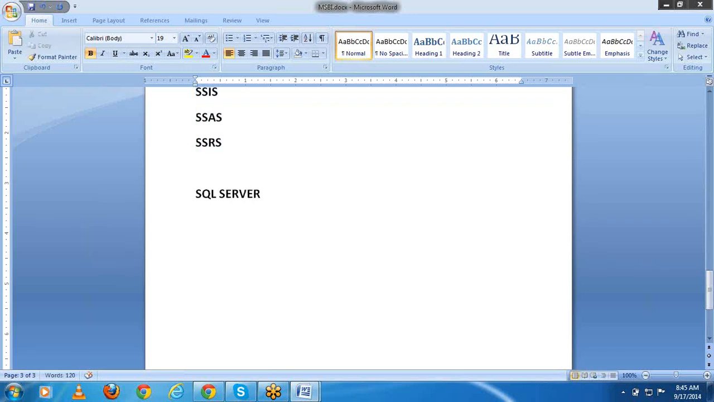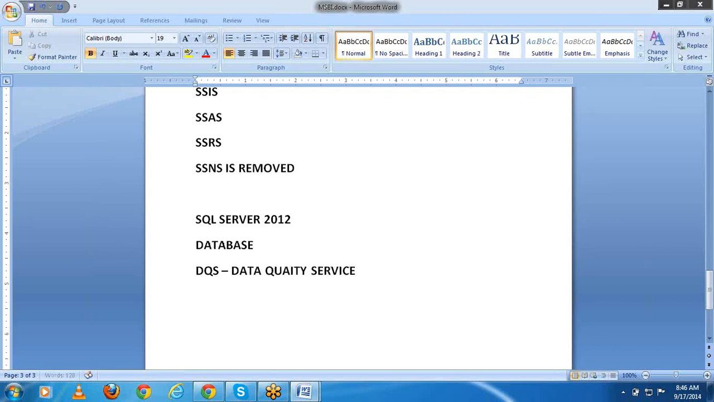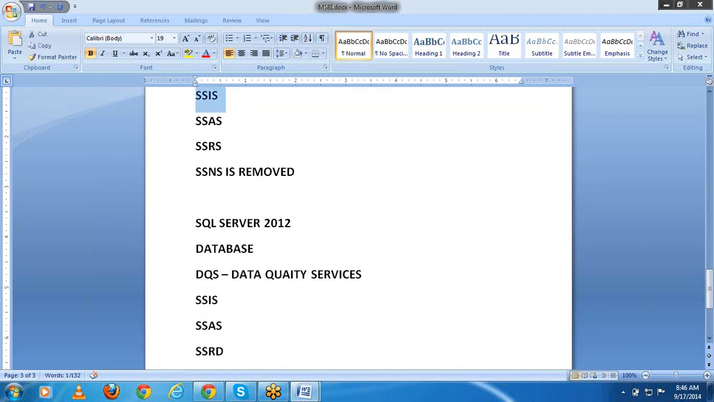Later, SQL Server, and here SSNS is removed. They felt that it's not required and they removed SSNS. Next is SQL Server 2012. This also has the same database, and they have DQS, Data Quality Services, and they have SSIS, SSAS, SSRS. They have the same options. DQS we have available within SSIS only, but they have provided a separate window for it, that's all. DQS we can do with SSIS itself, but they provide a separate area where you can do that.